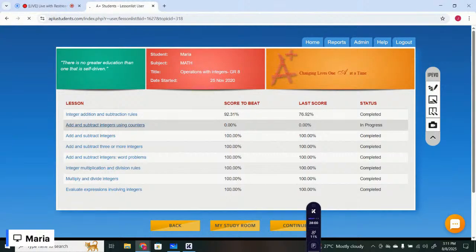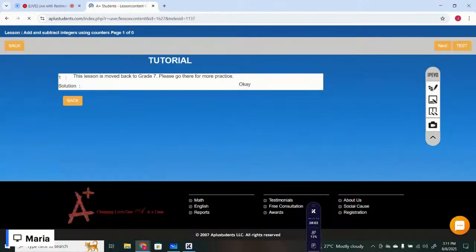Add and subtract integers using counters. So let's just start adding. Okay, let's just move on to the next lesson.